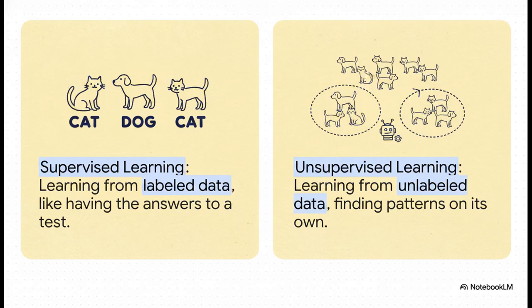Okay, so machine learning usually comes in two main flavors. First up is supervised learning. This is like studying for a test when you have the complete answer key. You give the algorithm labeled data, say thousands of emails already marked as spam or not spam, and it learns the patterns to predict future ones. The other flavor is unsupervised learning. This is where there is no answer key. The algorithm has to find the hidden structures all by itself, like grouping similar customers together without you ever telling it what the groups should be.